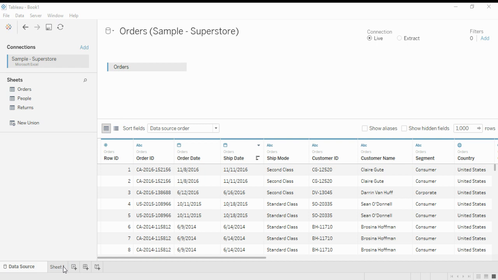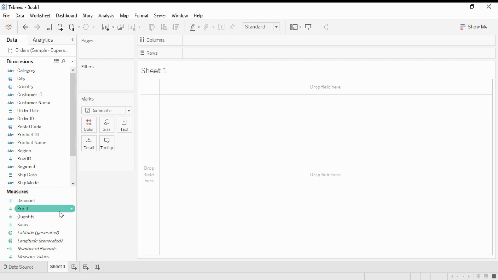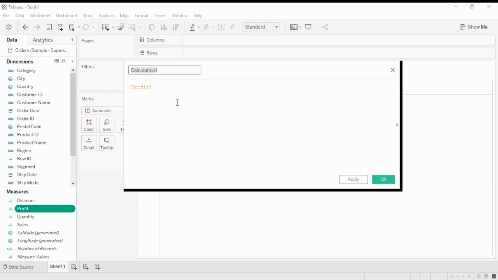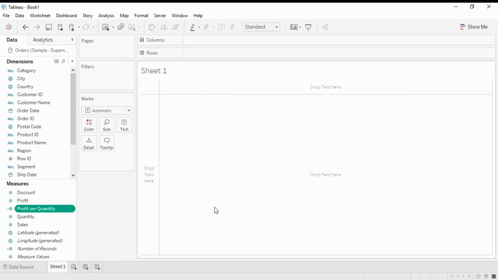moving on to sheet number 1, we use the profit measure and create a calculated field using it. Name the field profit per quantity. So, the formula would be profit divided by quantity, right? Now, the profit per quantity measure is created.